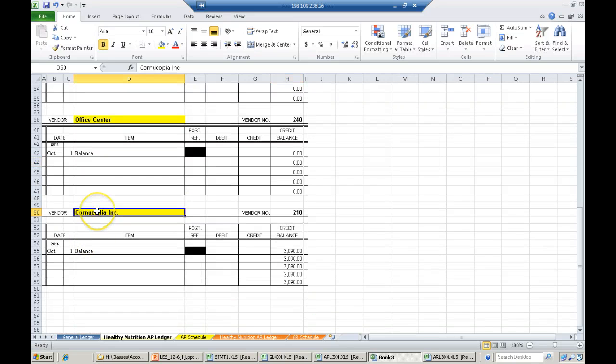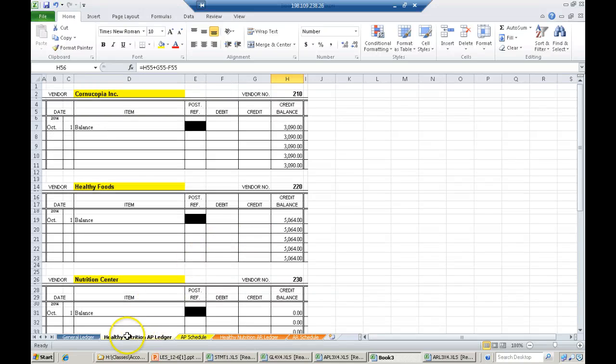And finally, our last accounts payable account is called Sports Nutrition. Again, these are companies that we buy from, vendors that we buy from, and that we owe money to. There is a balance of $45.12. So we've got everything formatted. Our accounts payable ledger is automatically set up.